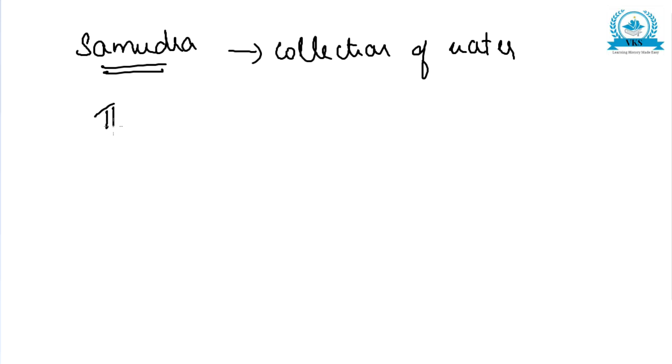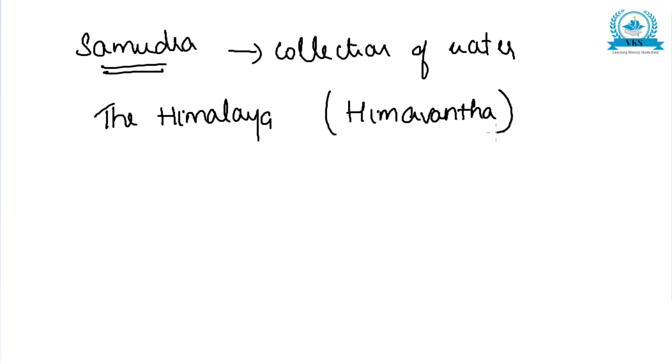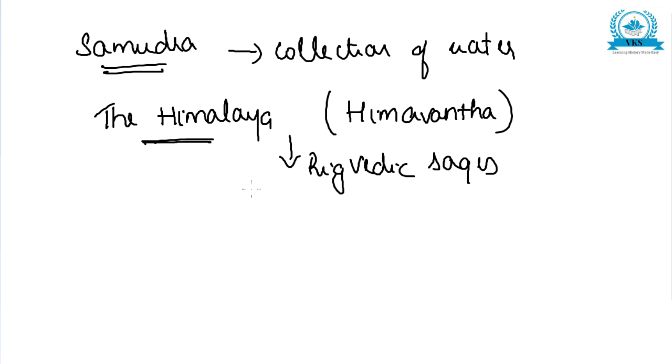There is a mention of the Himalayas, or the Himavantha mountains. This was well known in the Rigvedic time, well known to the Rigvedic sages. Although they were not much acquainted with sea or ocean, they knew about the Himalayas. Next, we will see about the evolution of social institutions.